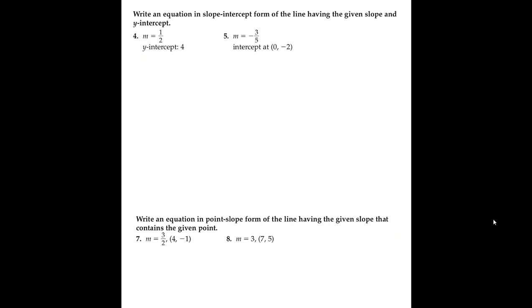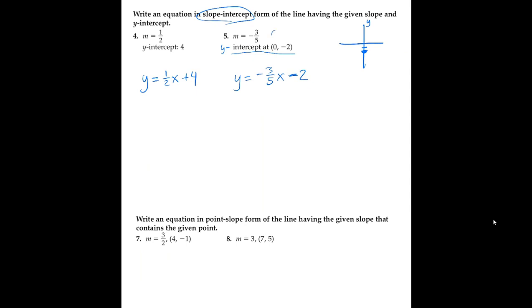Okay, so this says slope-intercept, y equals mx plus b, so y equals 1/2 x plus 4. Oh, that was nice. Okay, and then this just says an intercept at this. Well, which intercept is that? 0, negative 2, this point. Oh, that's the intercept of the y, so it's the y-intercept. So y equals negative 3/5 x minus 2.